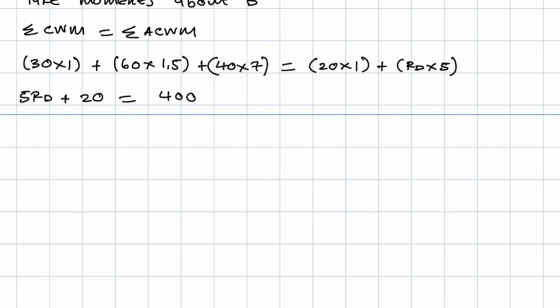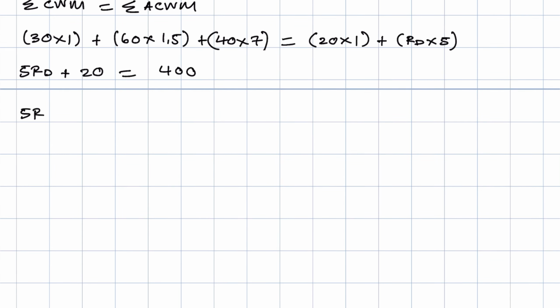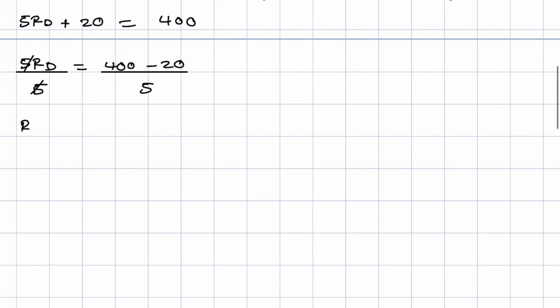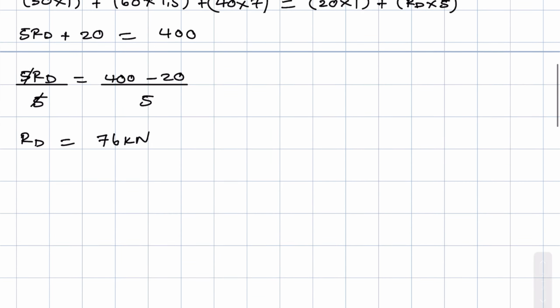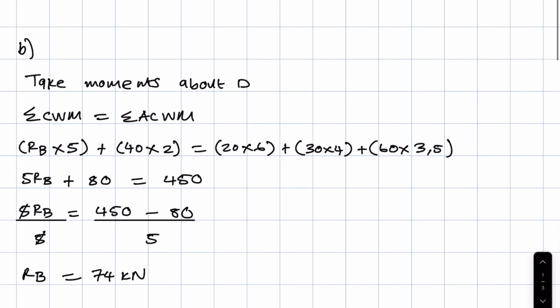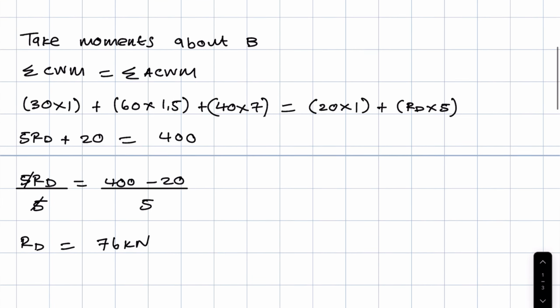Now I want to transpose the 20, right? And then you are left with the 5 RD is equal to the 400 minus 20. And now we divide both sides by what? By 5. So if you punch this in your calculators, we get the reaction support D as being equal to what? 76 kilonewtons, right?